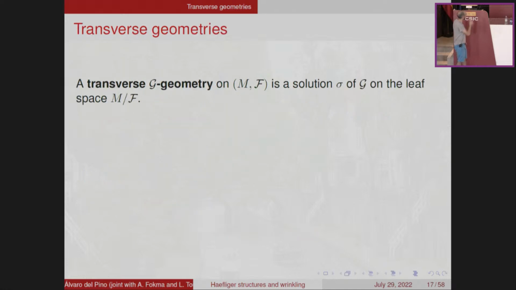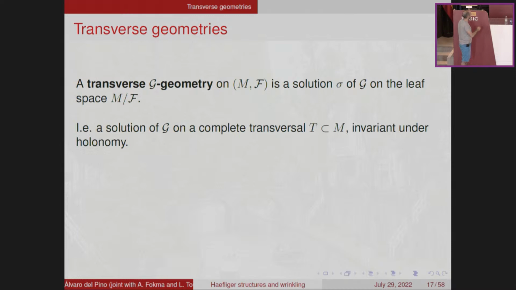Let's do transverse geometries. Okay, so, right. The heuristic definition is that a transverse G geometry on a foliated manifold is a solution of this geometry, right? So one element of this sheaf in the leaf space. Okay, this is the moral definition. The way you actually implement it, I guess, is that you say, well, okay, I take my foliation, I fix a transversal. The transversal is an actual nice manifold. I put a solution of G there, and now I ask that it's invariant under holonomy. Yeah, this is maybe like your pedestrian way of doing it.